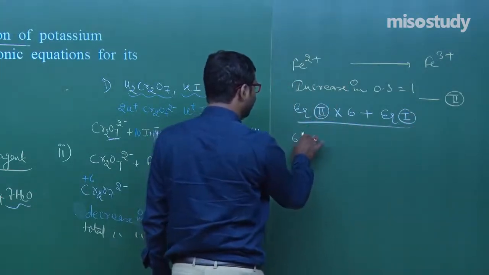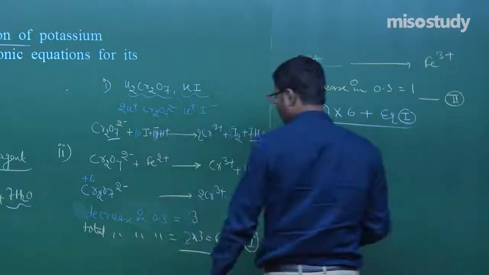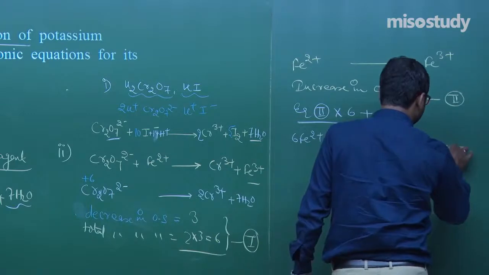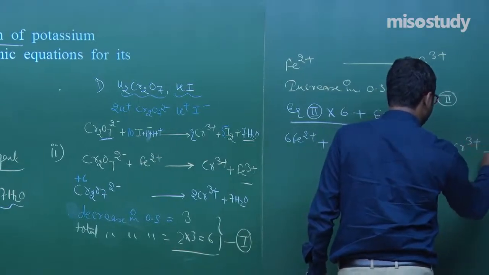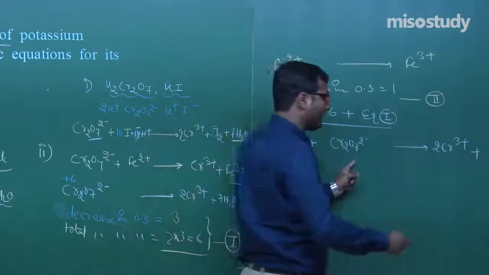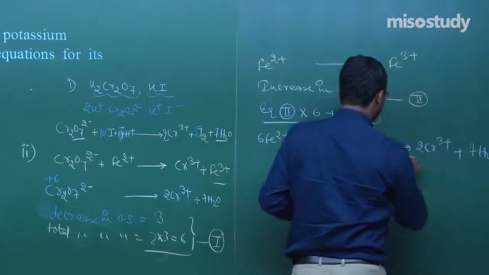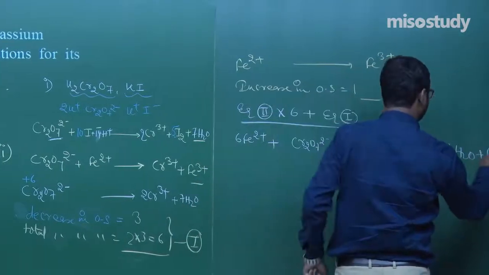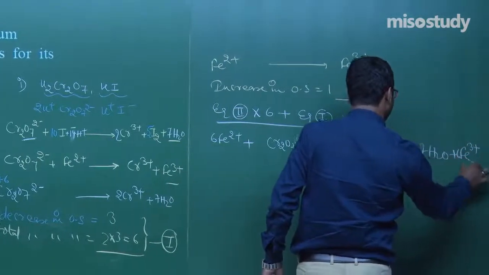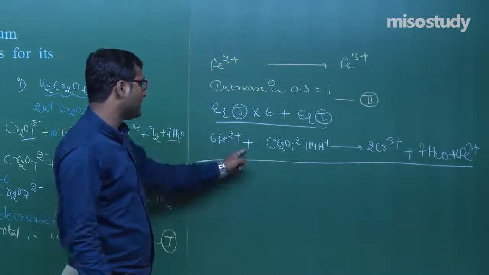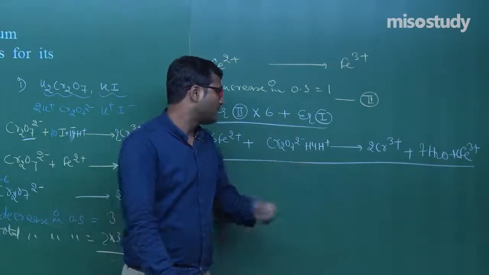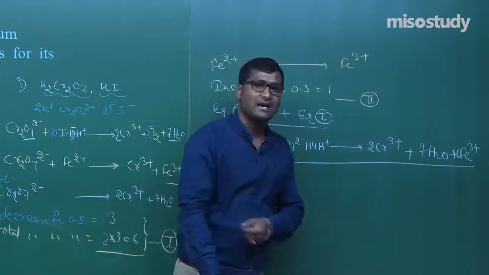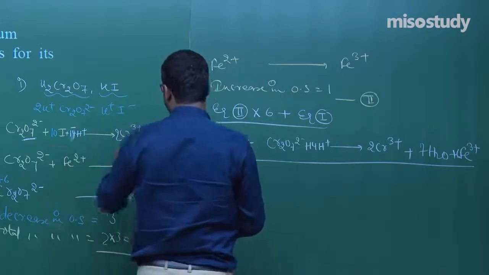Equation 2 is 6Fe2+, and equation 1 is Cr2O7 2- to 2Cr3+. Now balance oxygen here, that is 7, put 7H2O here. Now put 14H+ here, and Fe3+ also, 6Fe3+. This is the complete balanced reaction: 6Fe2+ plus Cr2O7 2- plus 14H+ gives 2Cr3+ plus 7H2O plus 6Fe3+. Clear, my friend? Similarly, this is the thing here.